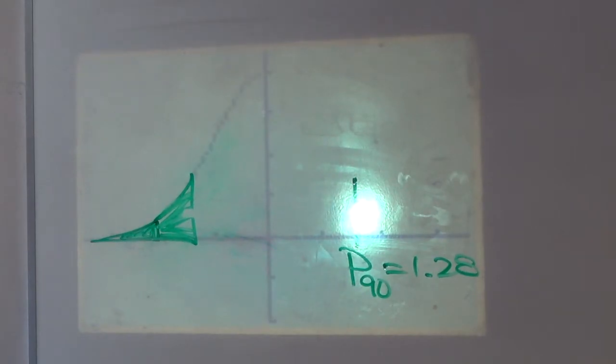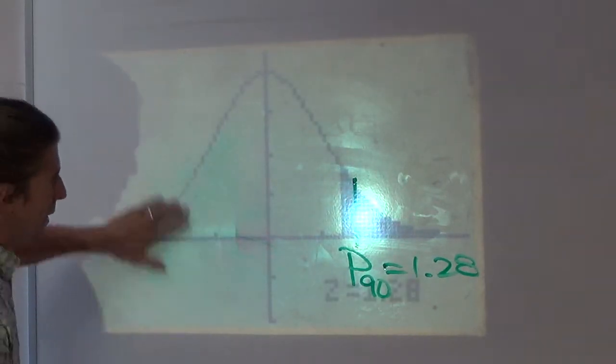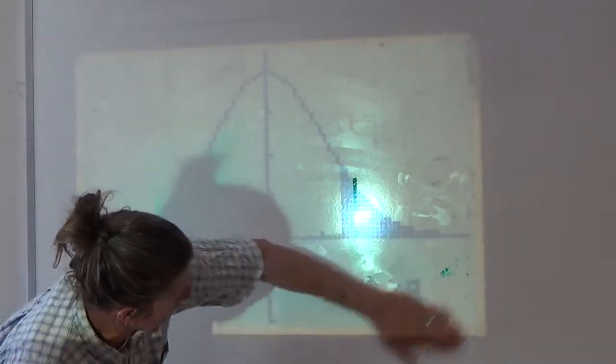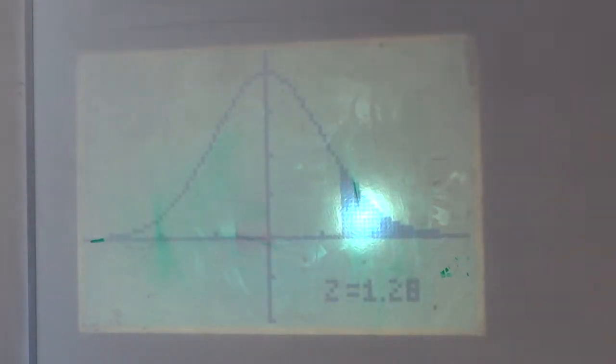Come in, draw it, here it comes. Nope, didn't quite get it right there either. And there it is. 1.28. Or you could shade left 90%, which would give you the exact same score, wouldn't it? Because if it cuts 10% off the top, it cuts 90% off the bottom. That is the standard normal distribution.